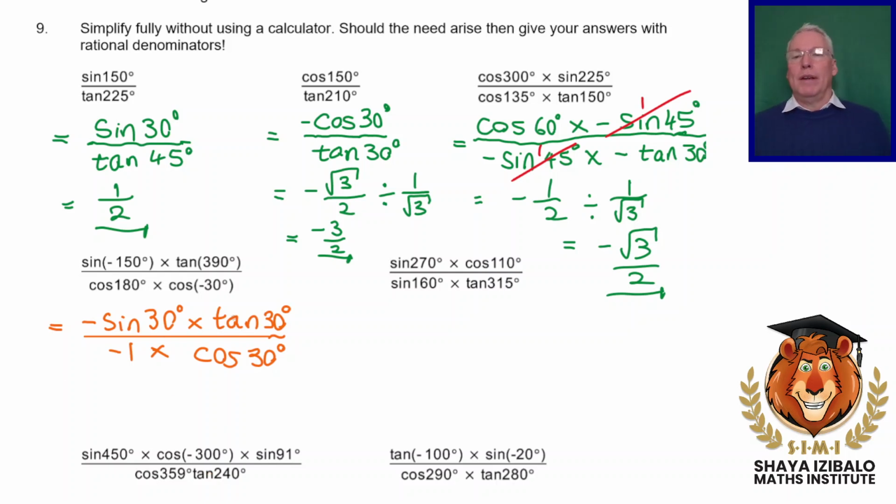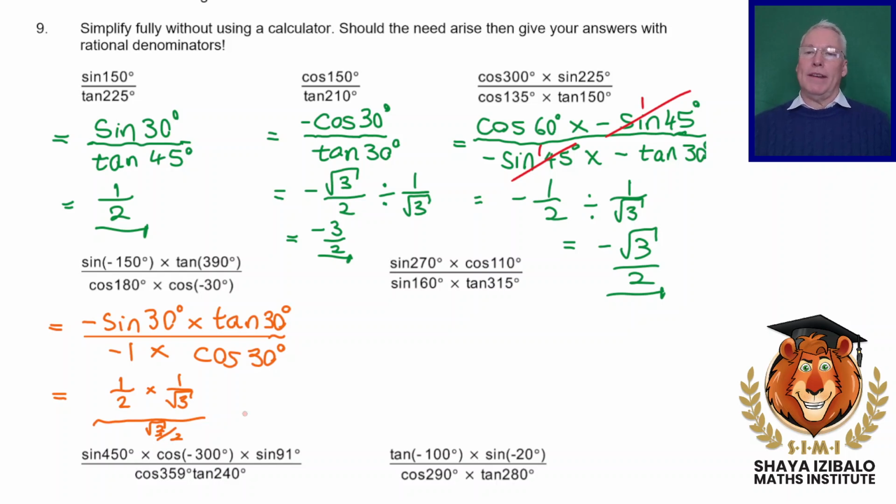Okay, now we've got a reasonable amount of simplifying to do still here. What we do know is that our final answer is going to be positive because we've got 2 negatives dividing, so we don't need to worry about the signs anymore. Sine of 30 is a half. Tan of 30 is 1 over root 3. Cos of 30 is root 3 over 2.